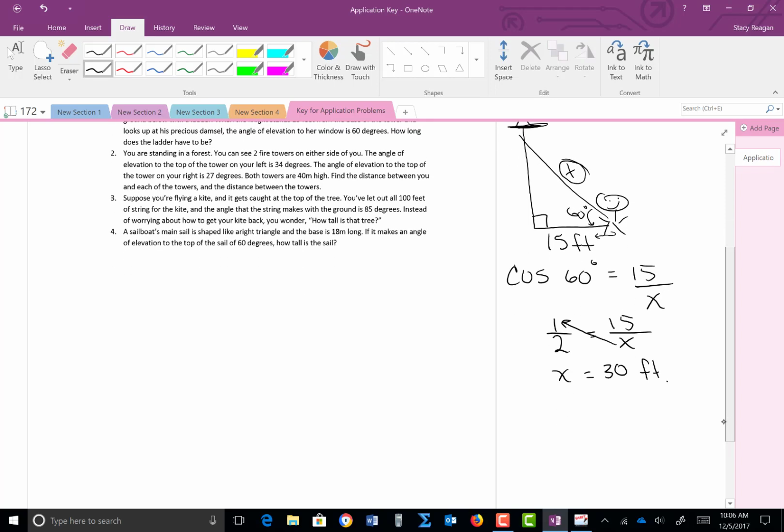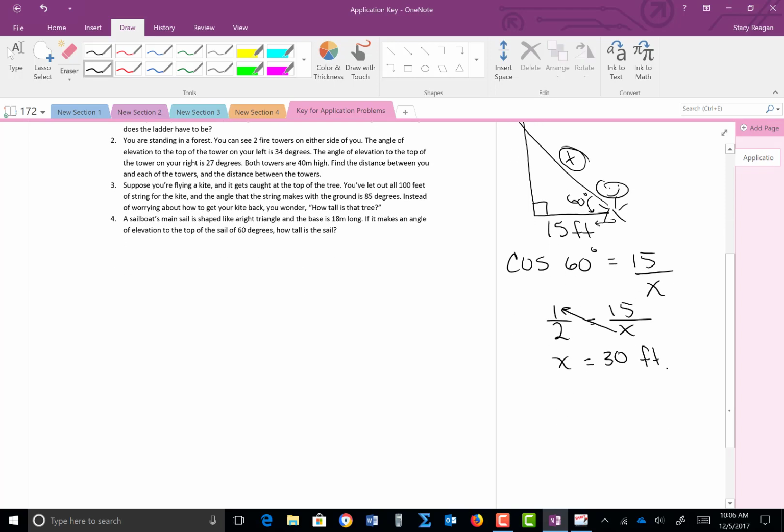So that's problem 1. Problem 2. You are standing in a forest. So here I am. I'm going to draw myself down here. Standing in a forest, you see 2 fire towers on either side of you. So I'm looking this way and I see a fire tower. Looking this way and I see a fire tower. So there's a fire tower there. There's a fire tower there.